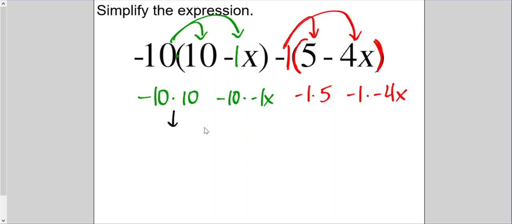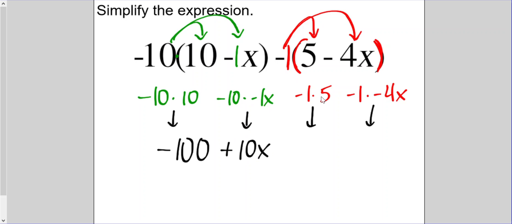Now I'm going to multiply those out. Negative 10 times 10 is negative 100. Negative 10 times negative 1x is a positive 10x or plus 10x. Negative 1 times positive 5 is a negative 5 or minus 5. And negative 1 times negative 4 is a plus 4x.